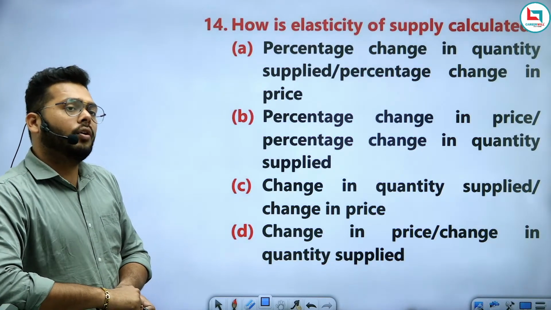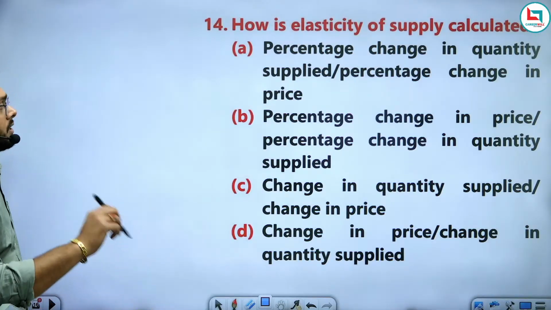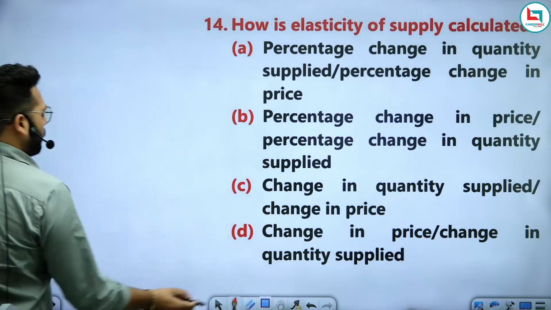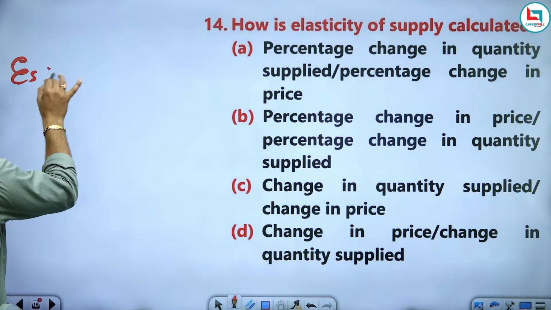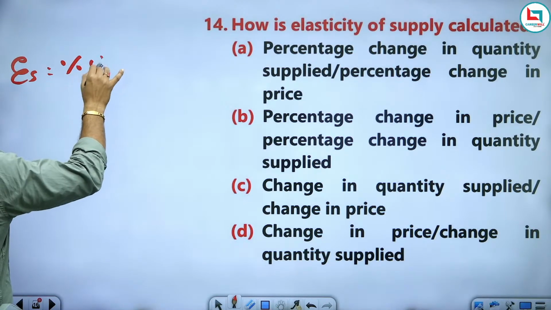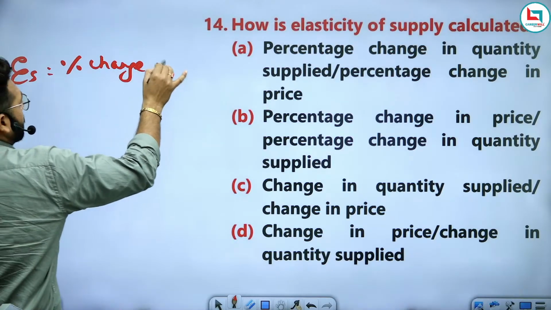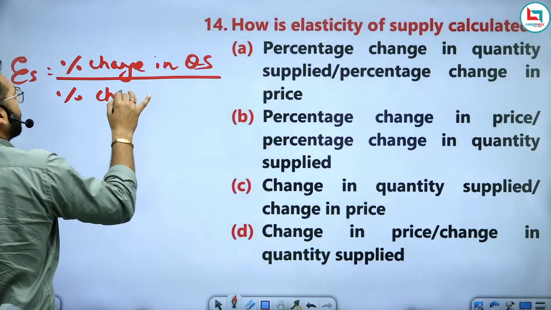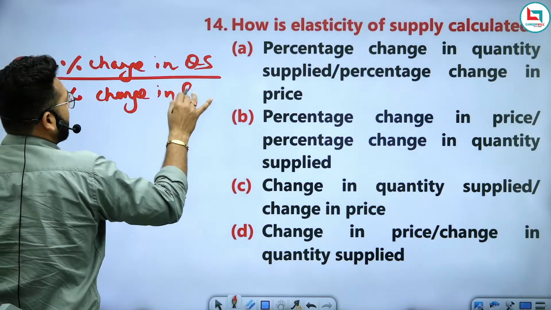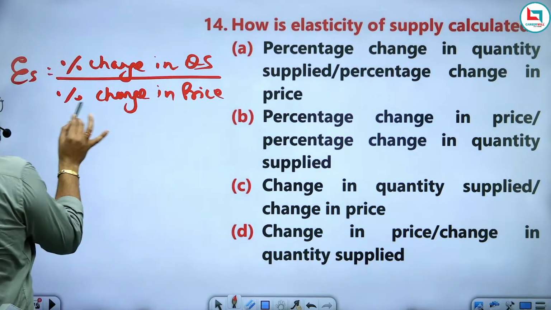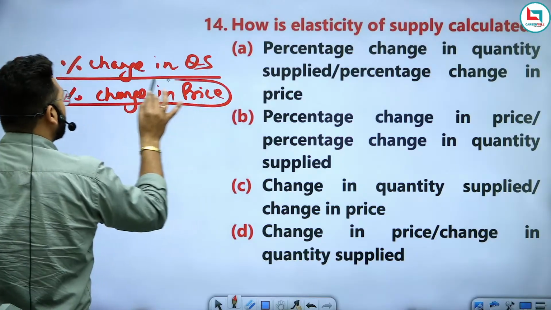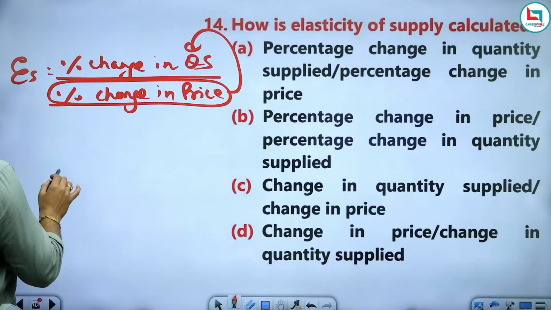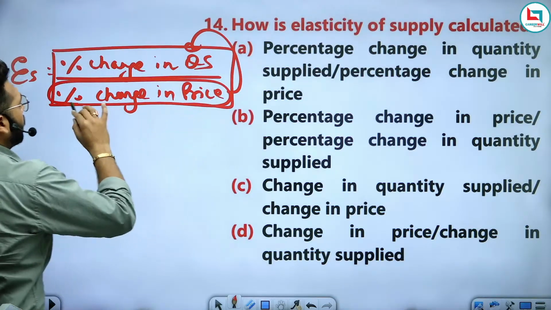So, as you all know, you need to understand one thing. How is elasticity of supply calculated? What is the meaning of elasticity? The percentage change in quantity supplied upon percentage change in price. So due to change in price, it will impact the quantity supplied.